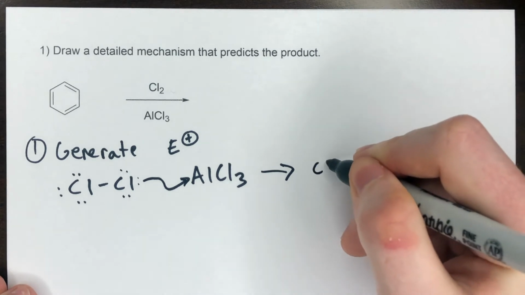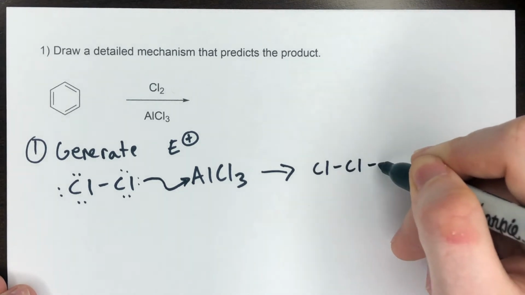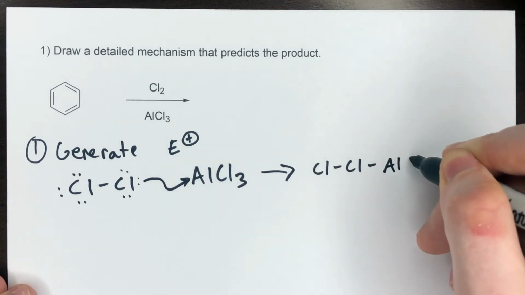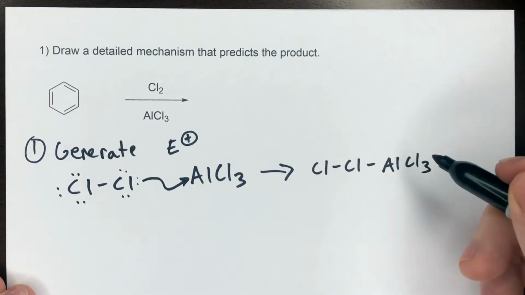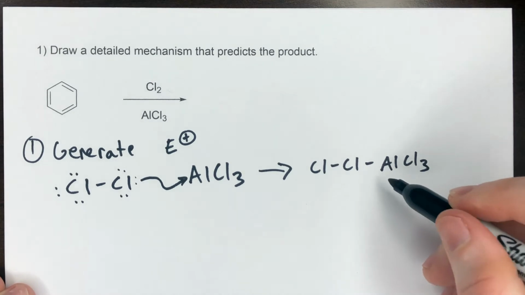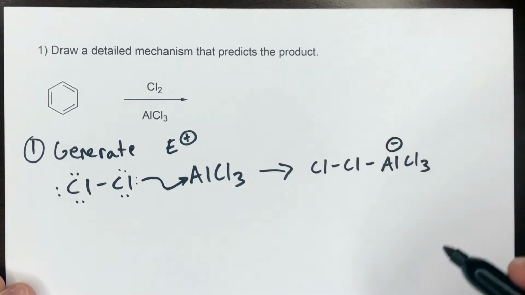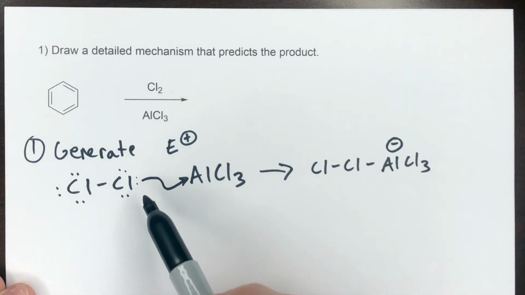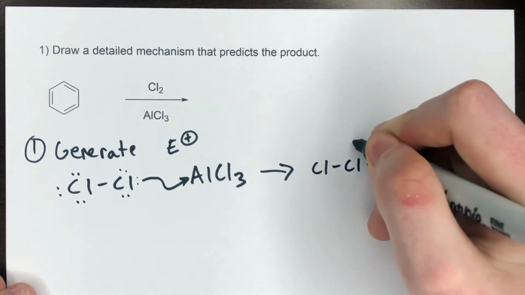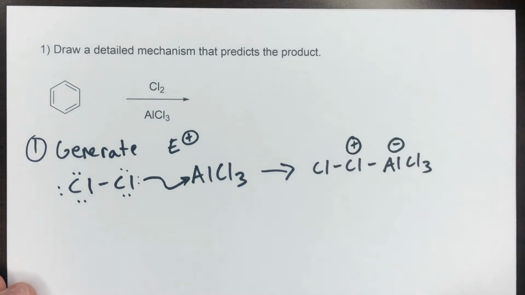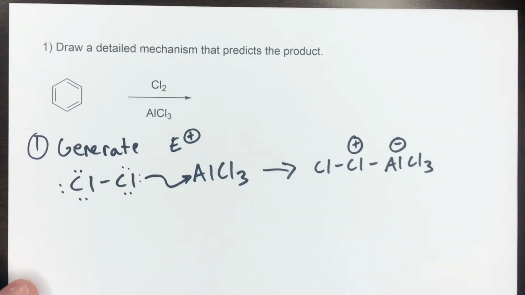So when this happens, this simply just forms a chlorine-aluminum bond, like so. And now we have to consider charges. So we've added an extra electron to the aluminum, so this has a negative charge, and we have effectively gotten rid of an electron because we are using both electrons to form this new bond. So in our formal charge counting, we'll have a positive charge on this chlorine.